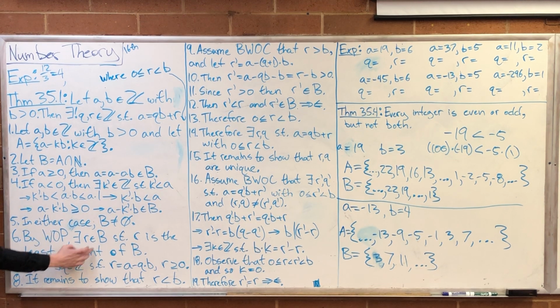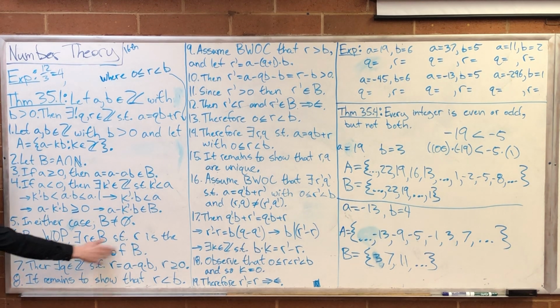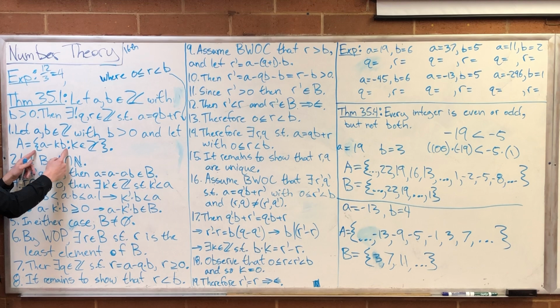So that's where we're headed with this, but keep track of what we're saying. By the well-ordering principle, there exists a least element in B, such that R is the least element of B. Okay, so we've got that. Then, if R is in this set, what does that mean? That means R is equal to A minus some integer times B.